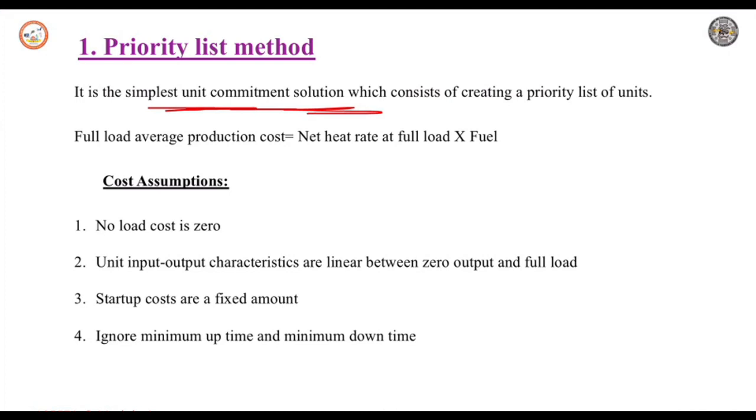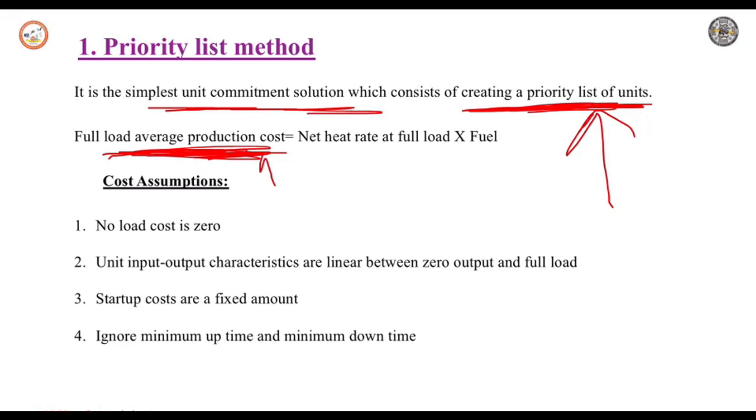unit commitment solution methods, which consists of creating a priority list of units. So here we will create the priority list of the units to commit. This priority list will be based on the full load average production cost of each unit.